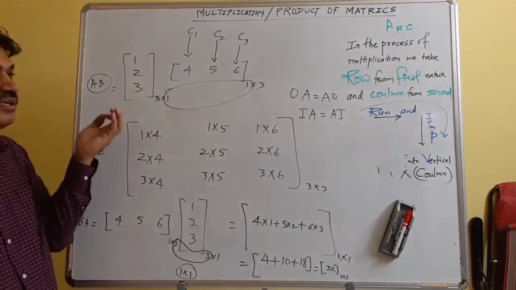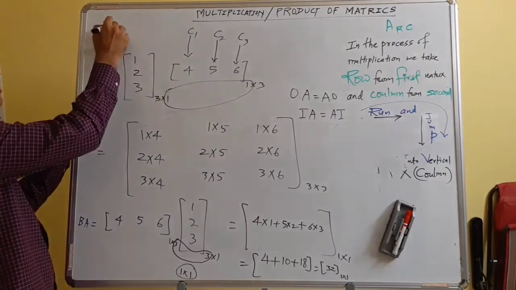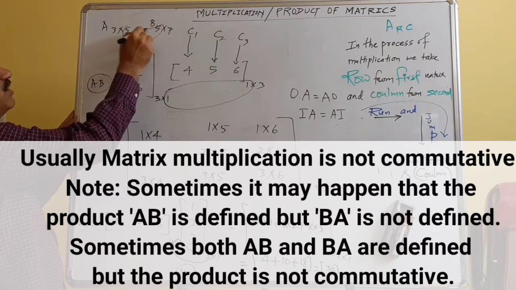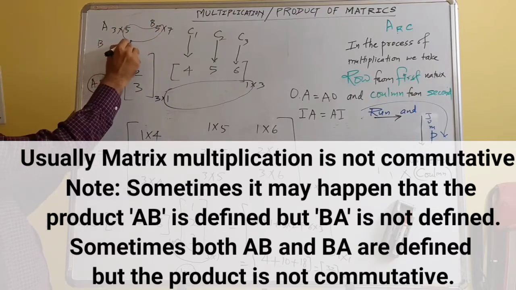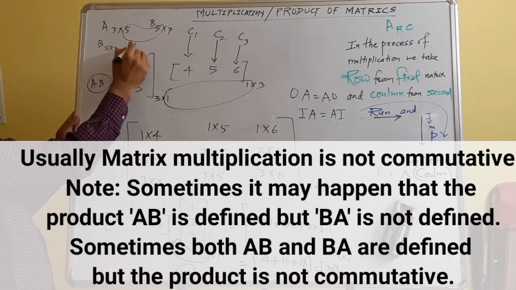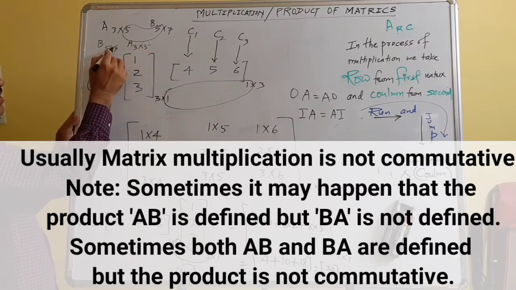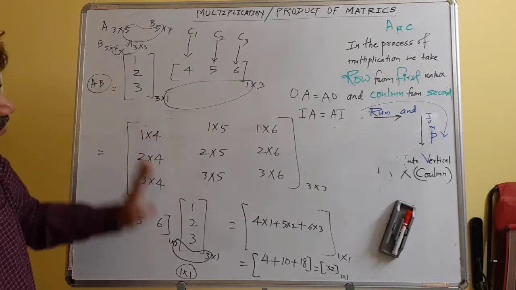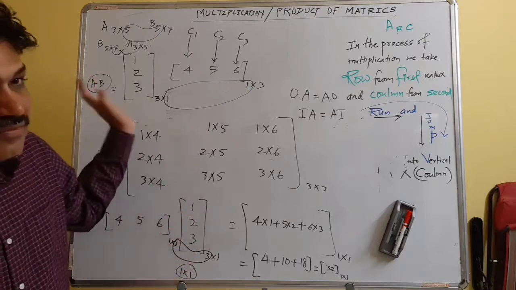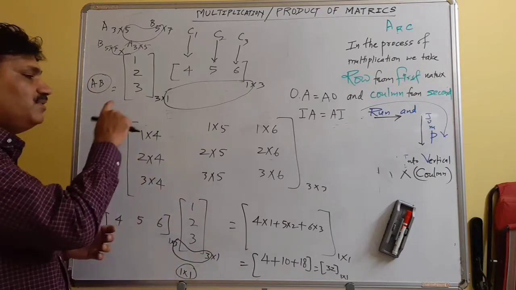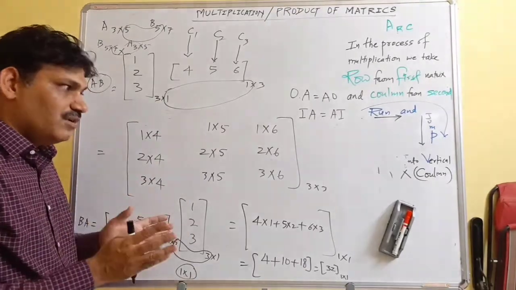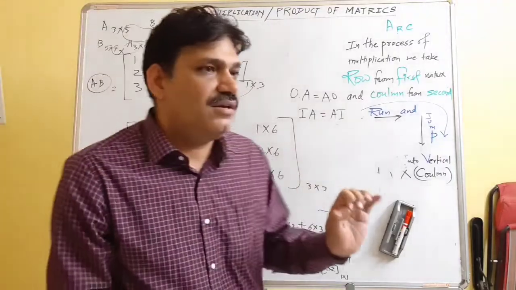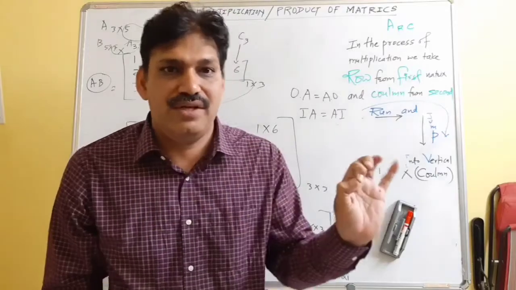Sometimes it happens that the product AB is defined. Suppose I have A as 3 by 5 and B as 5 by 7. Now the product AB is defined. But if I talk about BA, the order of B is 5 by 7 and the order of A is 3 by 5. AB is defined but BA is not defined. Sometimes it happens that both AB and BA are defined but they are of different order. Sometimes AB and BA both are defined, both have the same order, but they are not equal. So usually matrix multiplication is not commutative.